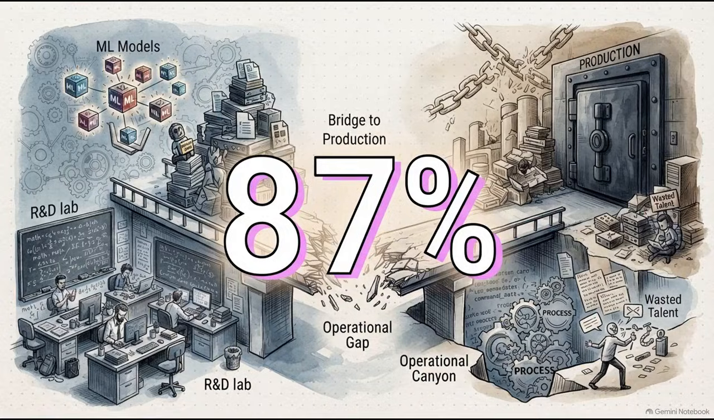87%. Just let that sink in for a second. According to Gartner research, this is the staggering percentage of machine learning models that never actually make it to production. I mean, think about the massive amount of wasted time, talent, and resources that represents. And here's the absolute kicker. This failure is almost entirely operational, not algorithmic. It isn't that the math is wrong, it's that the bridge to production is completely broken.